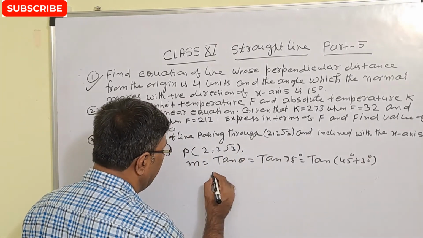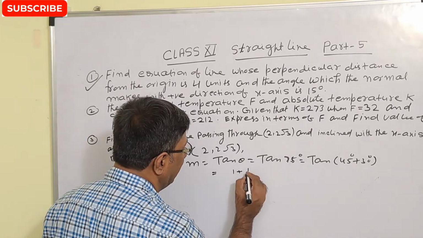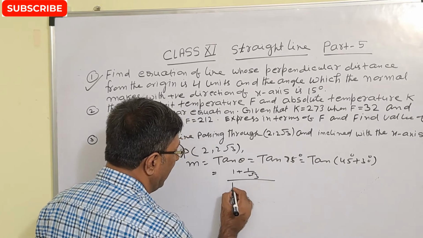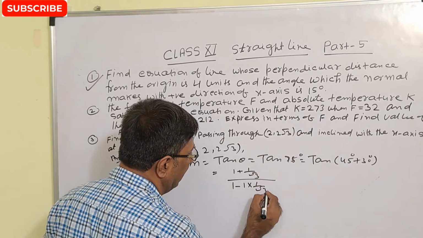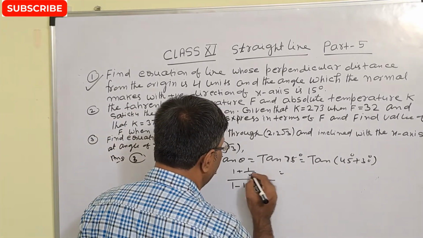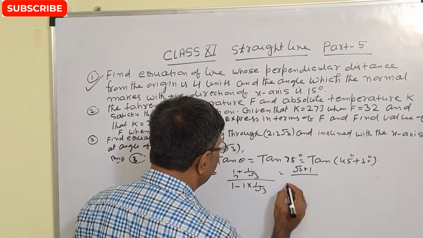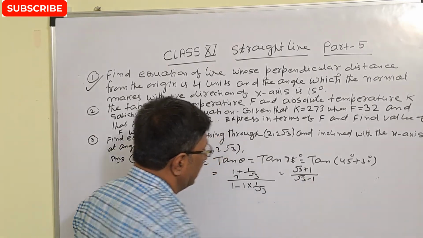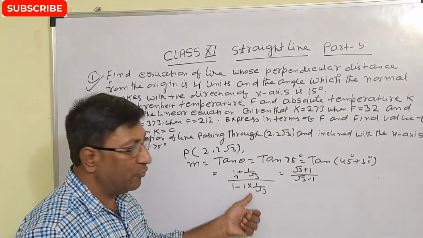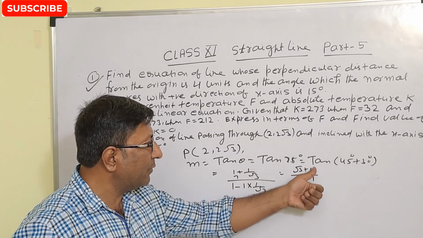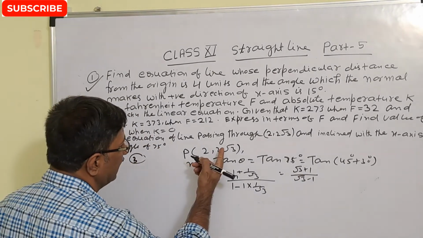Tan A plus B is what? Tan A plus tan B over 1 minus tan A tan B. So tan 45 is 1, plus tan B, that is tan 30, 1 by root 3, upon 1 minus tan 45, that is 1, into tan B, that is 1 by root 3. When we solve this, this is root 3 plus 1 divided by root 3 minus 1, since root 3 cancels. So you will get root 3 plus 1 upon root 3 minus 1.